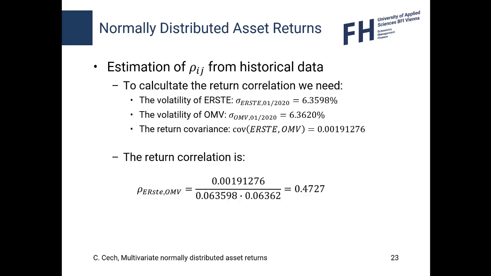And in a last step, we use the formula that I've just presented to calculate the return correlation out of the covariance and the volatilities of the two single stocks. So this is the covariance that we have just calculated, and this is the volatility of Erste Group, and this is the volatility of OMV based on our 12 observations. And the resulting return correlation is 0.47 or 47%.